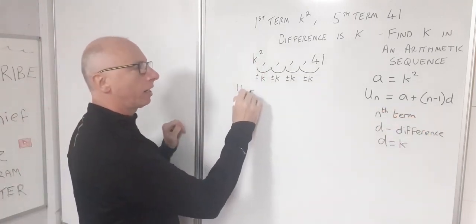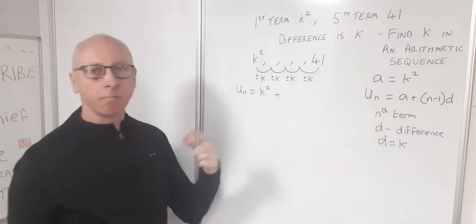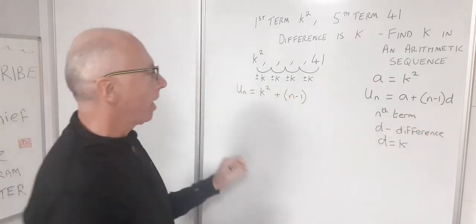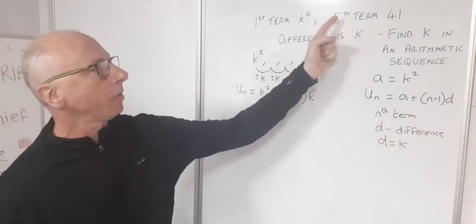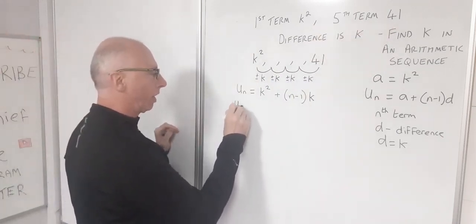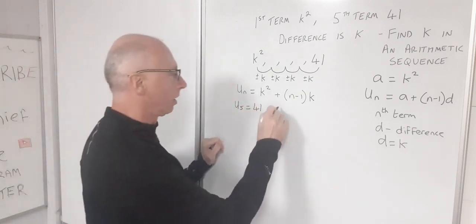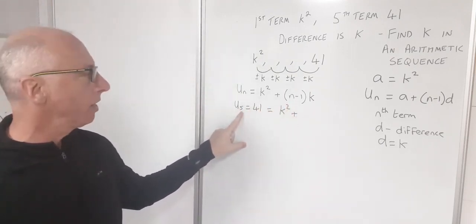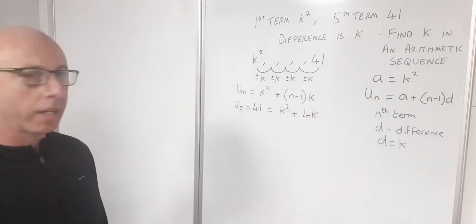So let's put what information we have so far into this equation here. So un equals a, well, first term is k squared, and we've got the n minus 1th value there, and d is k. Okay, right, so that's what we've got so far. Now we know the fifth term is 41, so let's try that. So u5, that's the fifth term, equals 41, which is going to be k squared plus n minus 1, well, as it's the fifth term, n is 5, so that's going to be plus 4k.